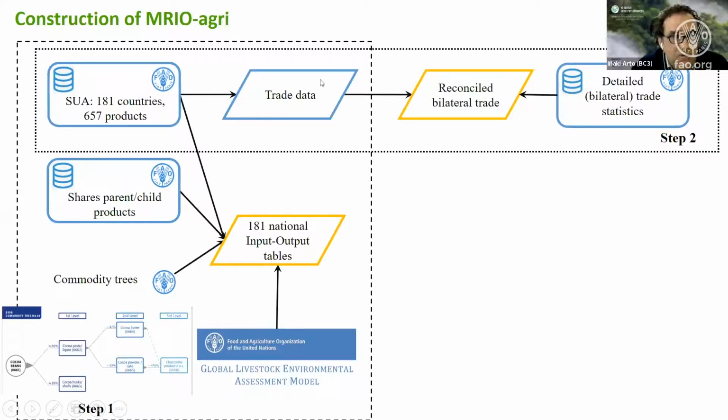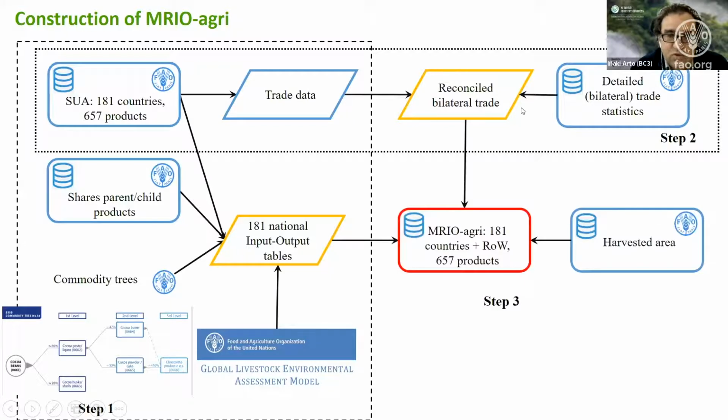And to that end, we depart from the trade data reported in the supply utilization accounts, the export and import by commodity and by country reported in the source, and the detailed bilateral trade statistics reported by FAO. With this, we construct a reconciled bilateral trade matrix that, together with the 181 national input-output tables, we use to construct the global multi-regional input-output table of agricultural products. And then we add the area harvested reported by FAO statistics for each of the commodities. This is the flowchart for the construction of the MRIO Agri.